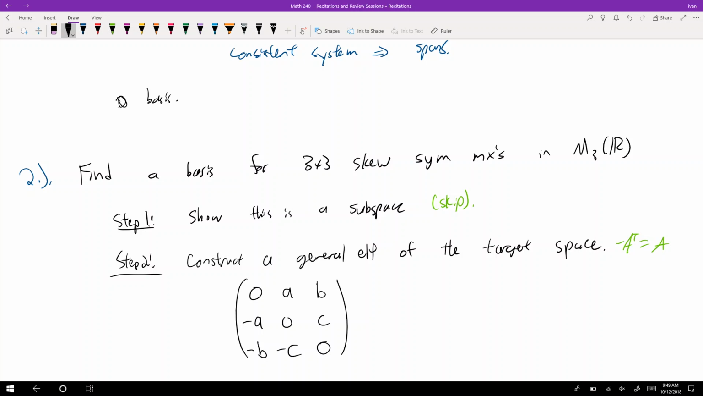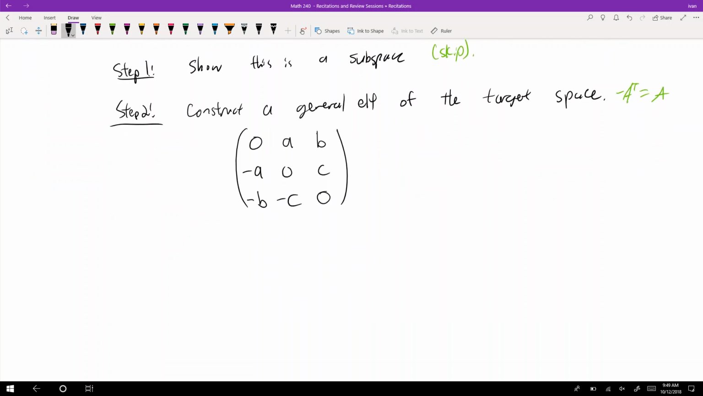So this is how you construct general elements of different spaces. You just say, can I just throw something random here? Am I violating anything? No. And then, am I forced to choose something else based on my choice of that random thing in the first spot? So that's kind of how you do this. And that's how we construct a general element of the target space.